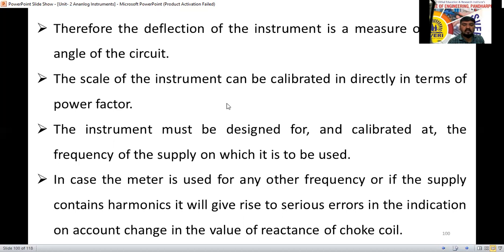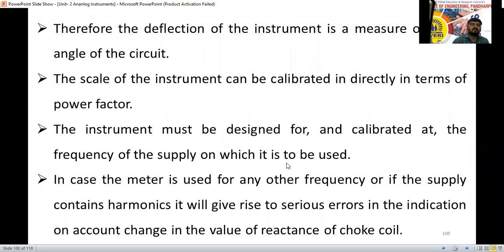We can calibrate the scale in terms of power factor. We can calibrate here now because we are getting a phase angle directly. So the instrument must be designed for and calibrated at the frequency of the supply on which it is to be used. Whatever the supply frequency is, the same supply frequency we can use for the calibration here.